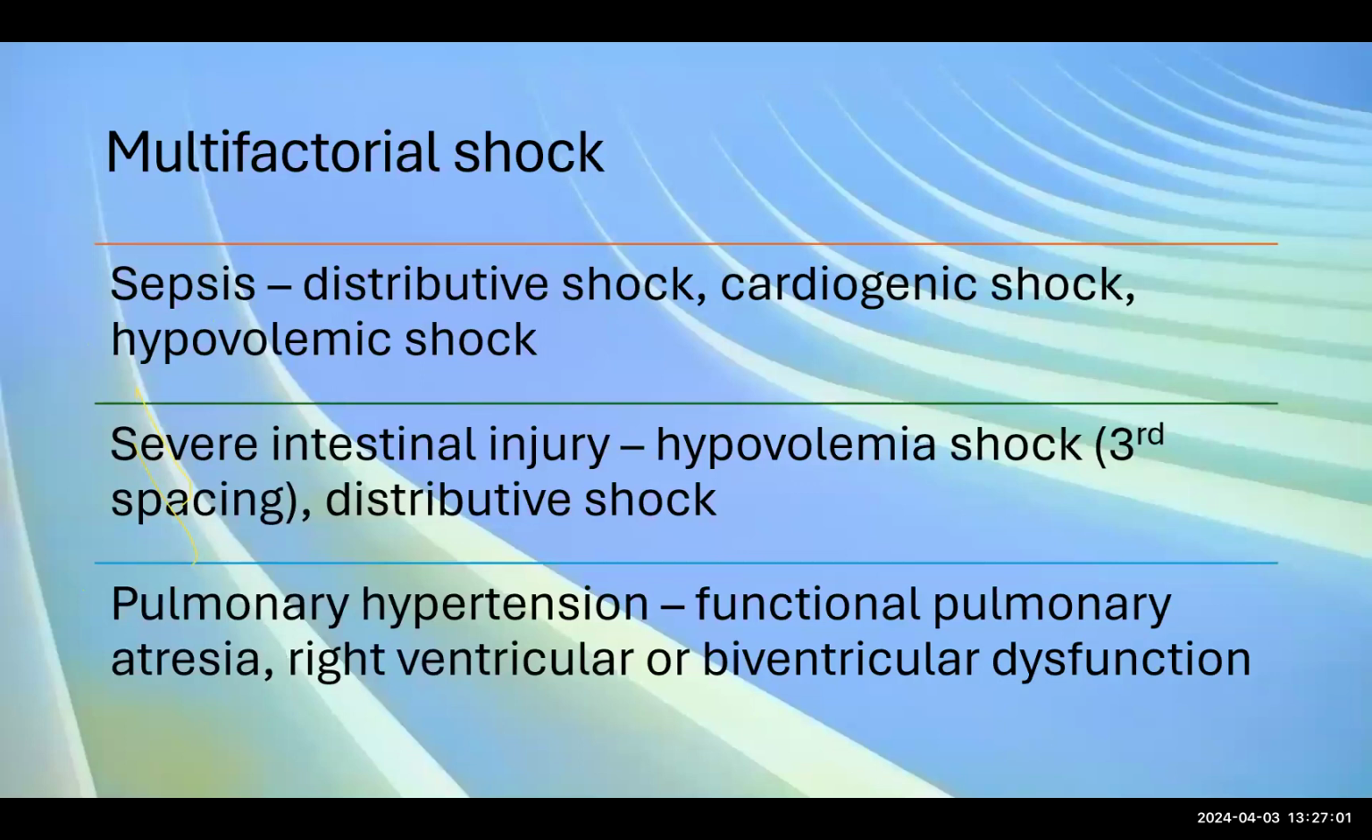Multifactorial shock. Sepsis can sometimes cause, as I illustrate in both cases, distributive shock, cardiogenic shock, and also hypovolemic shock because of the third spacing. Distributive shock can be related to sepsis by itself. Cardiogenic shock can be related to sepsis by itself or frank PPHN causing RV failure and then biventricular dysfunction. Severe intestinal injuries, for example, relate to NEC. Of course, there will be hypovolemic shock due to the third spacing, but with the ongoing inflammation process, there will be distributive shock as well.